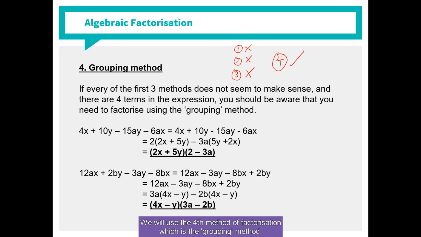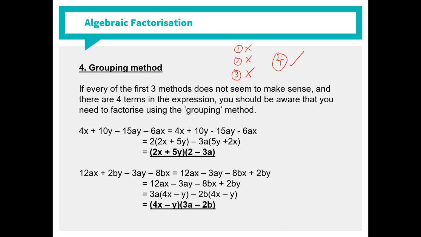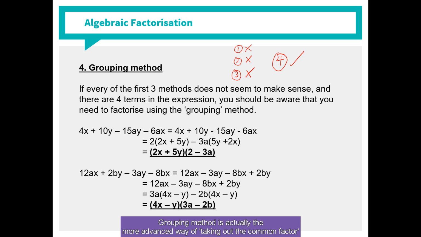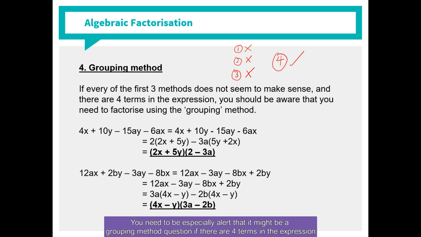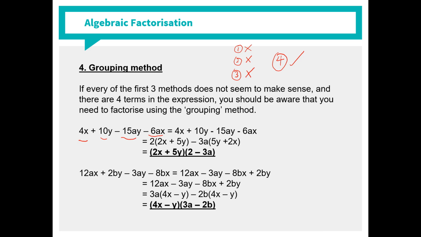The grouping method is actually a more advanced way of taking out the common factor. What do I mean? Take a look at this. You need to be especially alert that it might be a grouping method question when you count and there are 4 terms in the question. So how do we proceed to do the grouping method? Let's look at the first example.